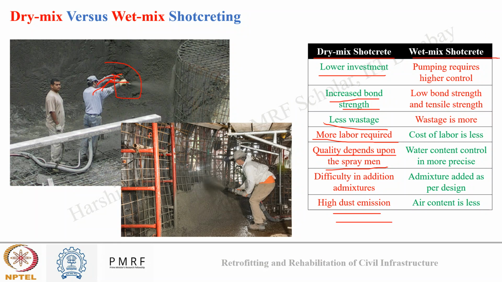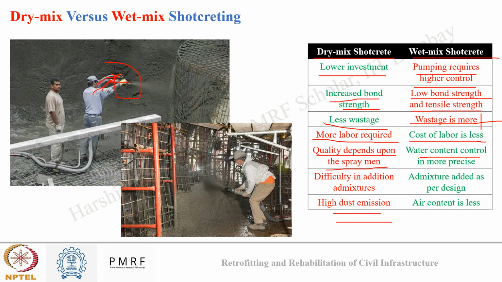While in wet mix shotcrete, pumping requires higher control because I'm pumping a concrete now rather than a powder, so it may require a higher control and higher power. Wet mix shotcreting generally has shown to have lower bond strength and tensile strength. There is more wastage during mixing in the pre-mix ready mixed truck, but here the cost of labor is less because only one man is required for shotcreting.